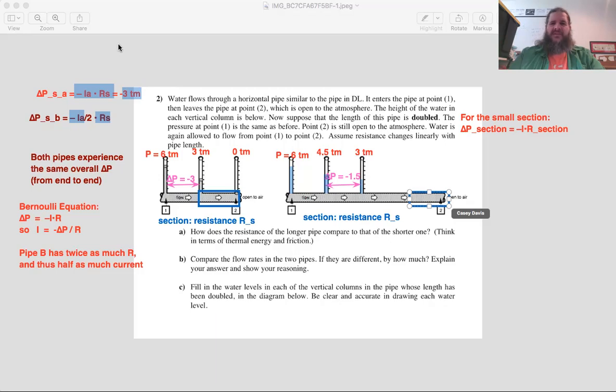Any other questions on the standpipe stuff? Okay, then let's take a look at some fluid circuits. Let me set up a new one here.